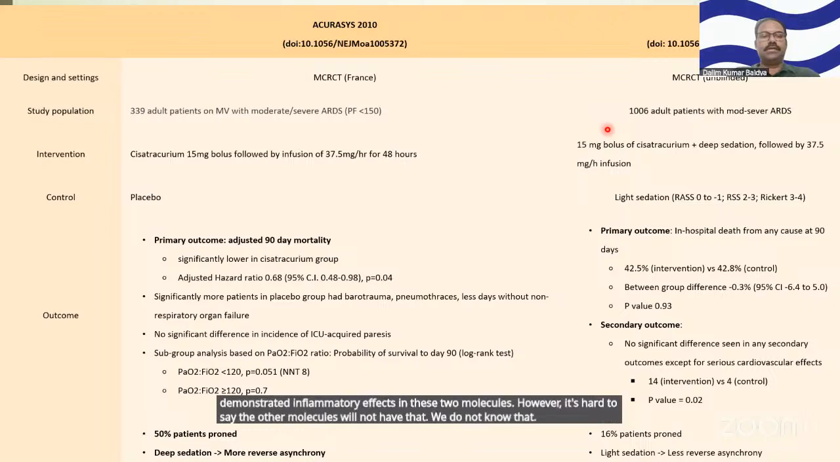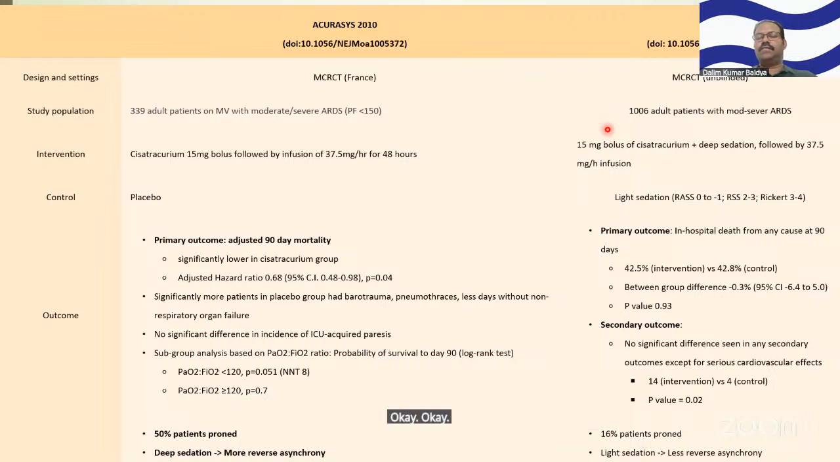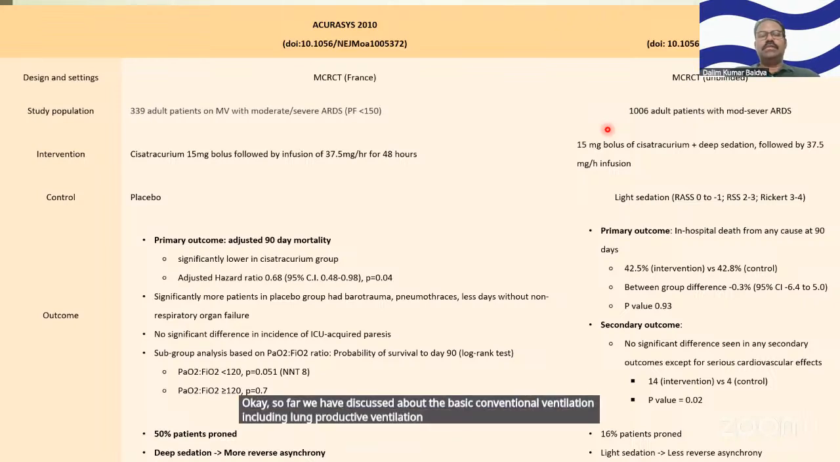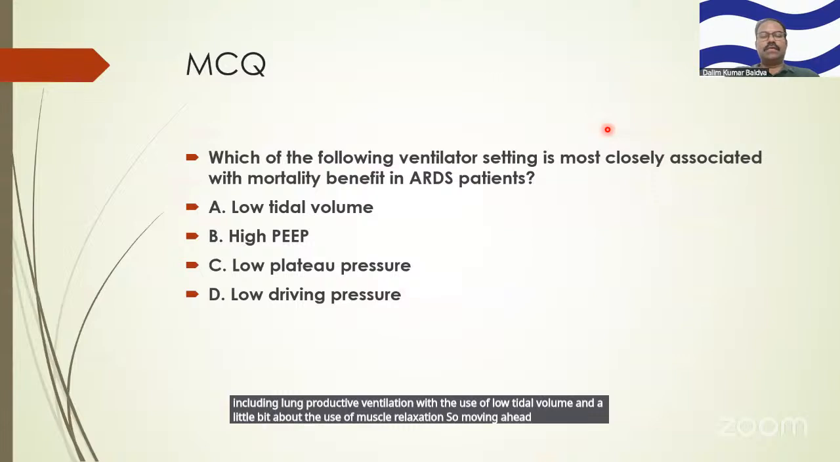Right. Okay, so far we have discussed basic conventional ventilation, including lung protective ventilation with the use of low tidal volume, and a little bit about the use of muscle relaxation. So moving ahead, Srishti, yes, we have some MCQs for the audience. If you can read it out.